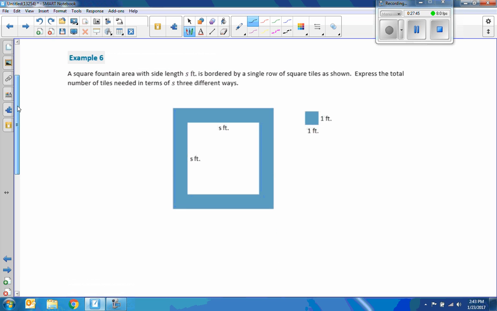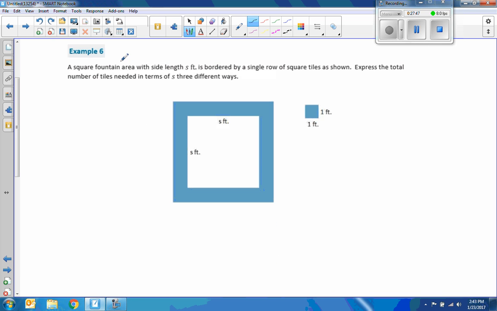Example 6. A square fountain area with side lengths S. Side length S. Side length S. Is bordered by a single row of square tiles as shown. Express the total number of tiles needed in terms of S 3 different ways. If this is a 1 foot by 1 foot square.